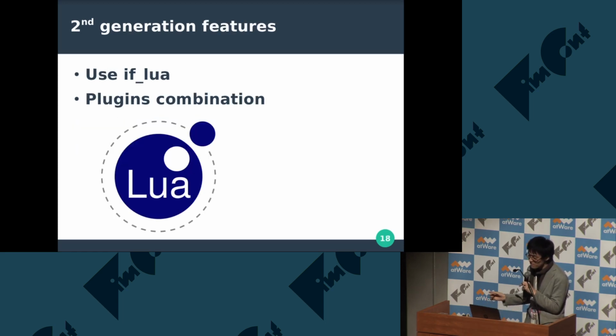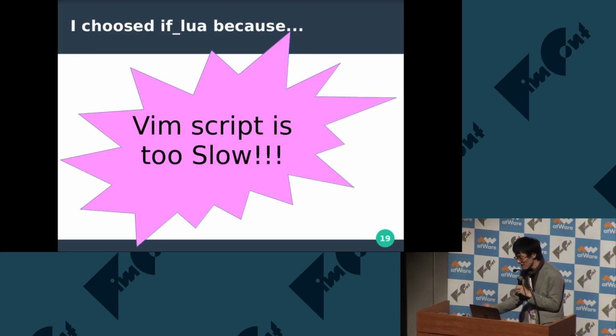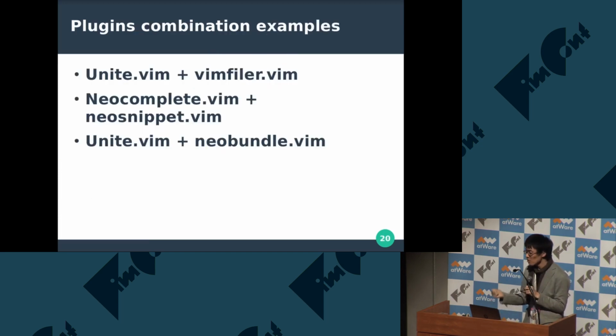Second generation plugins use if_lua. This feature lets plugins be combined to improve features. I mainly chose if_lua because Vim script is very slow. Lua is much faster than Vim script. Plugin combination examples are here. VimFiler depends on Unite.vim. NeoComplete can complete snippets from NeoSnippet. NeoBundle can use Unite.vim as an update UI.